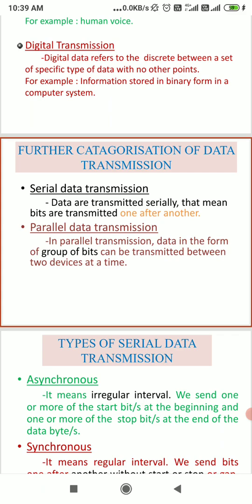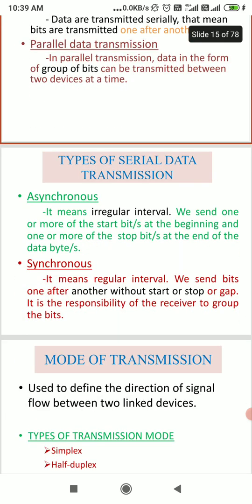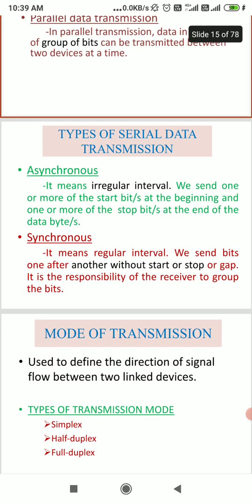So here, whenever we are sending data between two devices at the same time, we can send data in the form of a group of bits. If you see, serial data transmission is again divided into two types, that is asynchronous and synchronous.